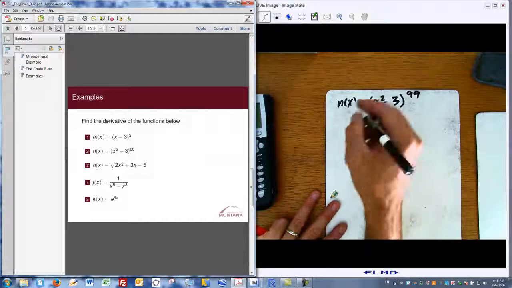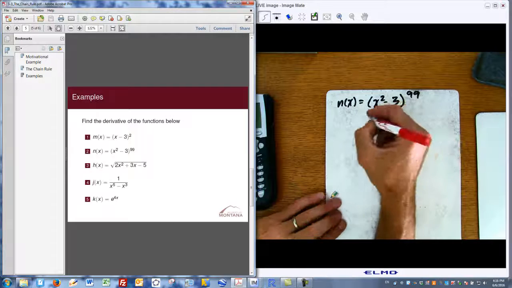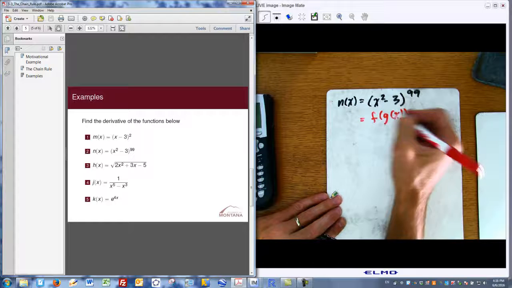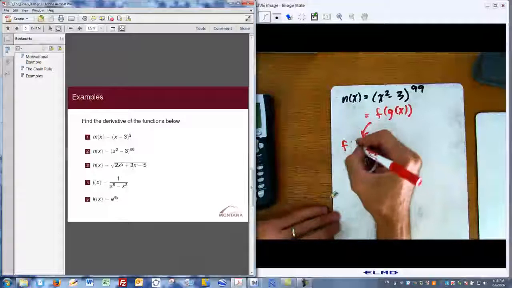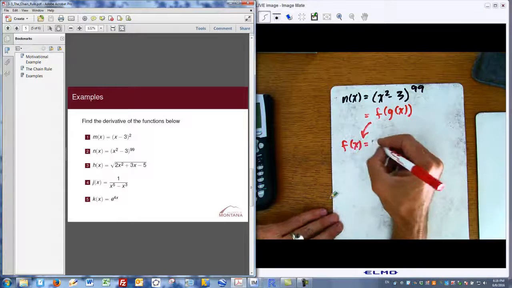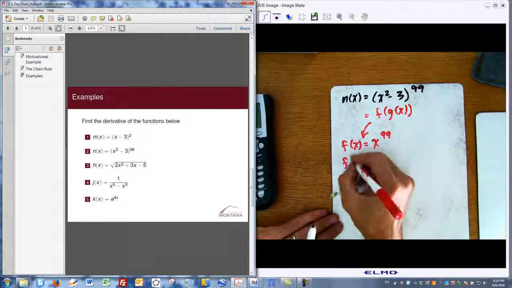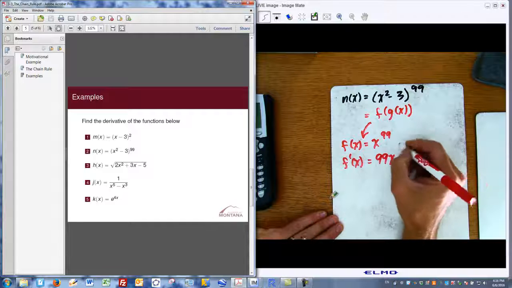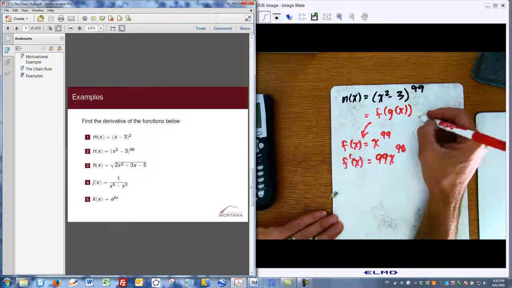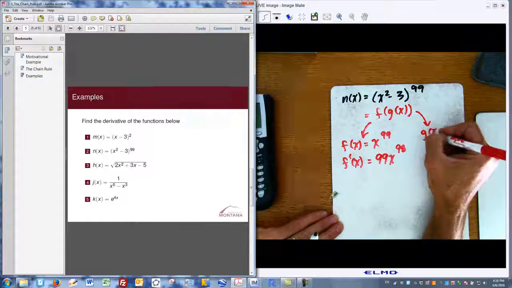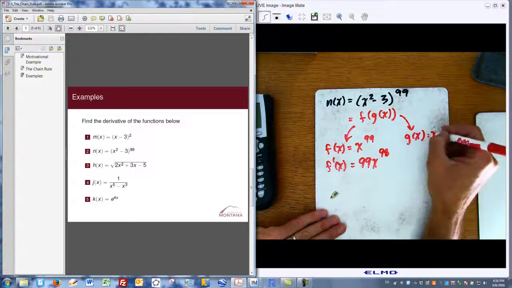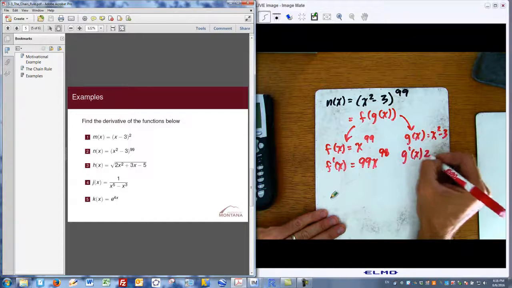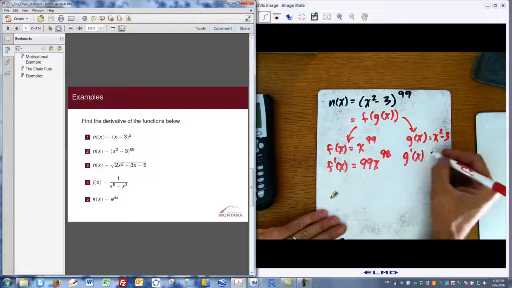and very likely to make an arithmetic error expanding this. So the better way to go about it is to apply what we know about the chain rule, to think of this as f of g of x, where f here is going to be the outside function. It's just x to the 99. So f prime of x is going to be the derivative by the power rule, 99x to the 98th. And g of x is going to be the inside function, x squared minus 3. So g prime of x is just 2x, isn't it?